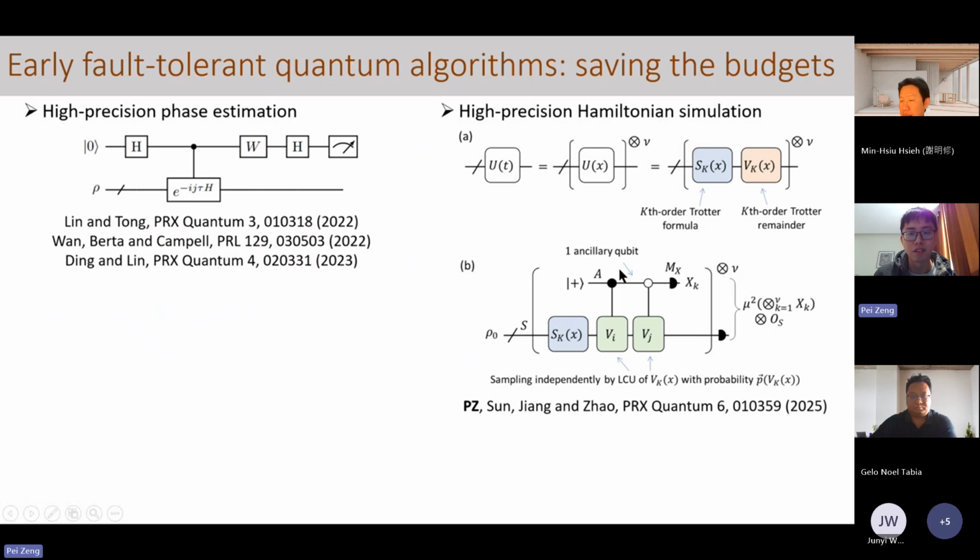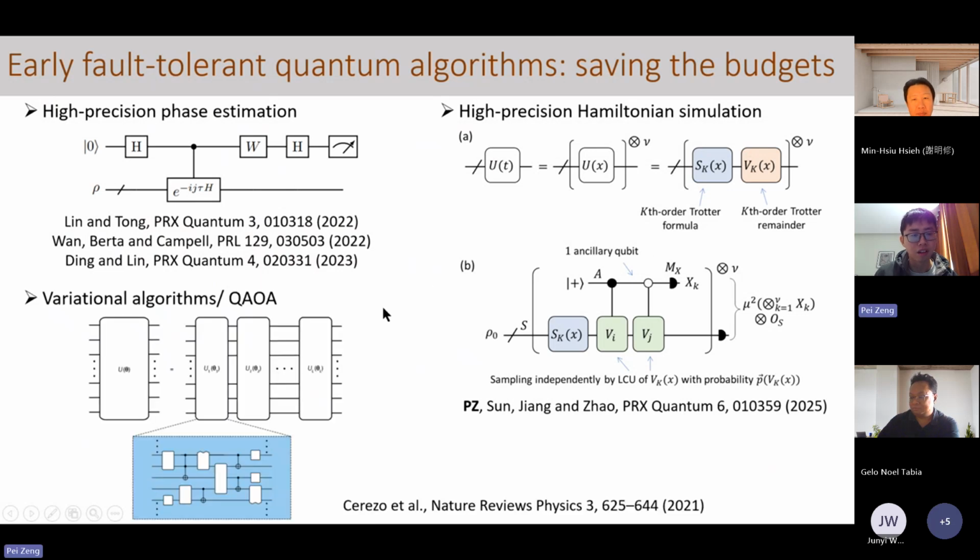Hamiltonian simulation is for checking the properties of the dynamical evolution of a Hamiltonian system, and also some other variational algorithms like QAOA. Empirically, they can also reduce the gate count remarkably. You can have many types of early fault-tolerant algorithms, but their major spirit is to save the budget, to reduce the gate cost.